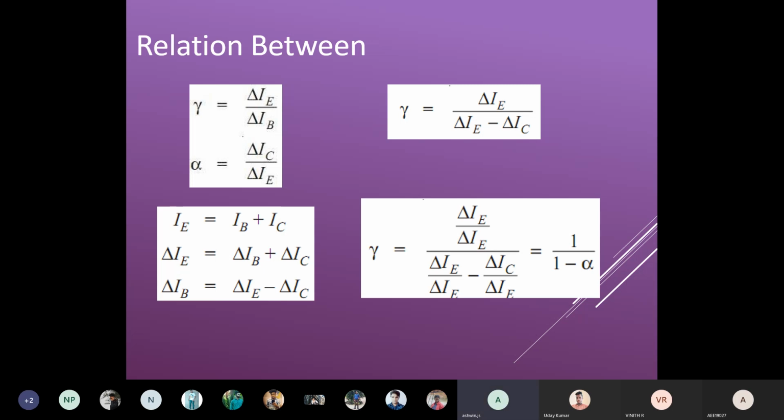If facing any difficulty, just inform me. Okay. So if you can't understand the derivation, I will explain again. Otherwise, I will write. Okay.